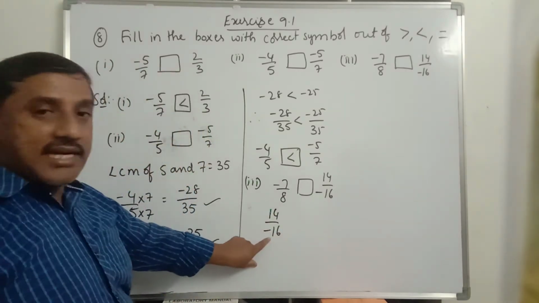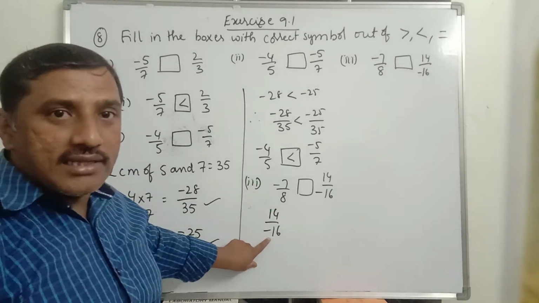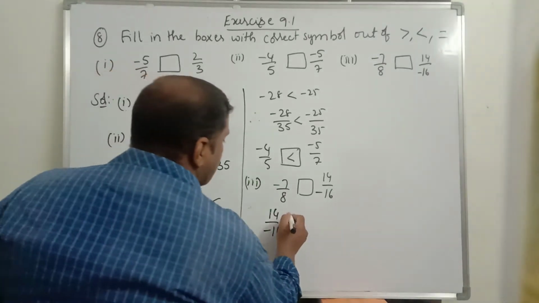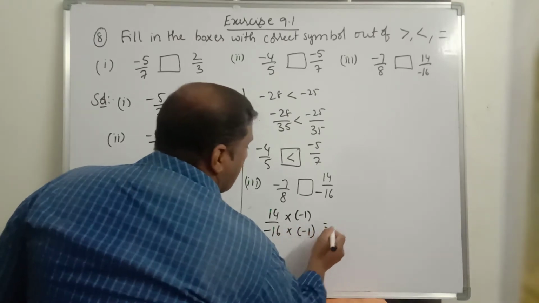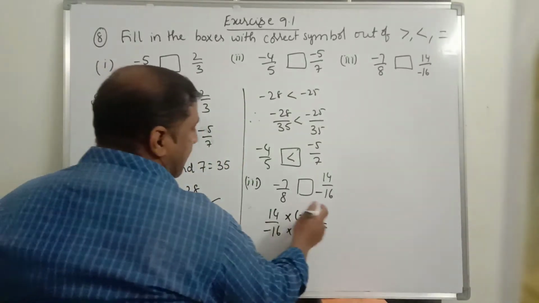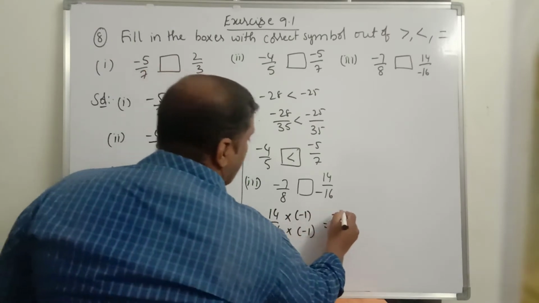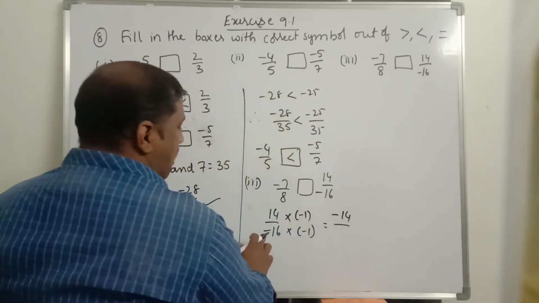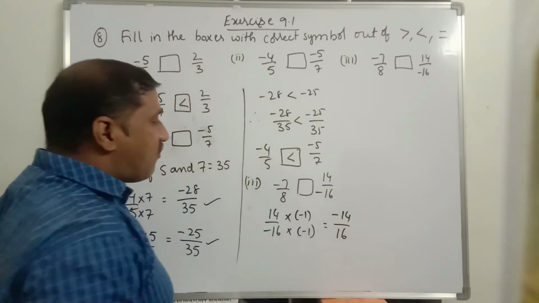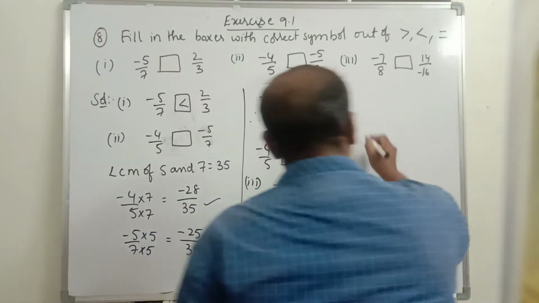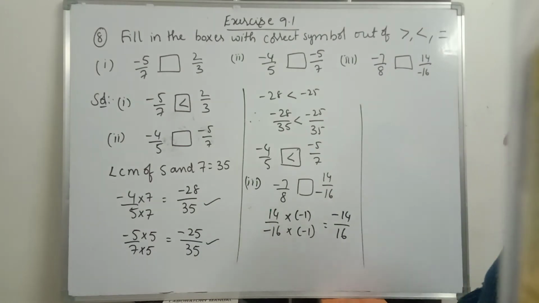The denominator is a negative integer, so it is not in the standard form. Convert this to the standard form, so we will multiply both numerator and denominator with minus 1. That is plus into minus, minus 14 into 1, 14 divided by minus into minus plus 16 into 1, 16. Now we got minus 14 by 16. The first one, it is minus 7 by 8.